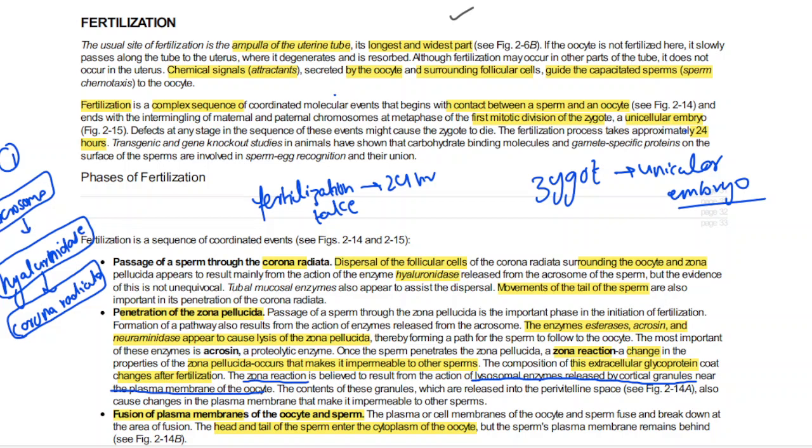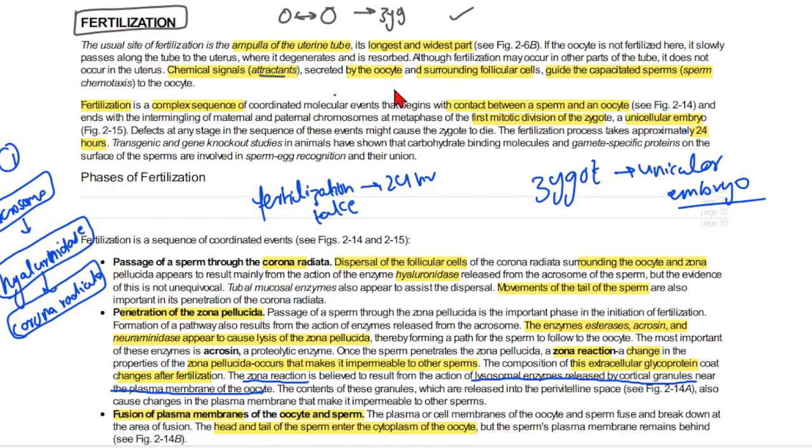Now about fertilization. What is fertilization? Fertilization is the union of two gametes to form a zygote. This is called fertilization. Another thing is chemical signals that attract. For example, fertilization may occur in another part of the uterine tube, not in the uterus. If it occurs there, it degenerates and is reabsorbed.